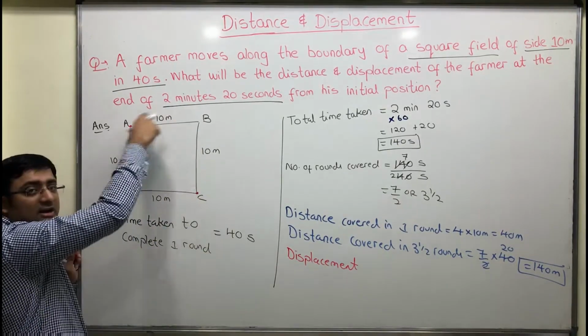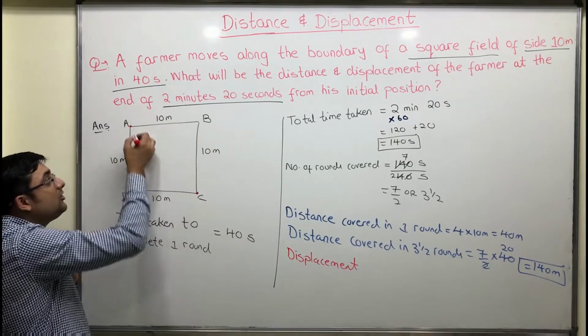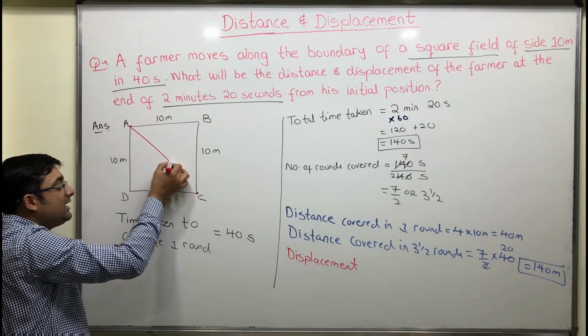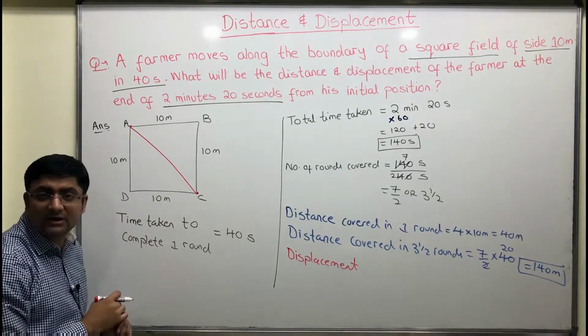I repeat, after 3.5 rounds, he'll be at point C. See, A and half a round. Now to get the displacement, join A and C. So AC is the displacement. Now how do we calculate AC?